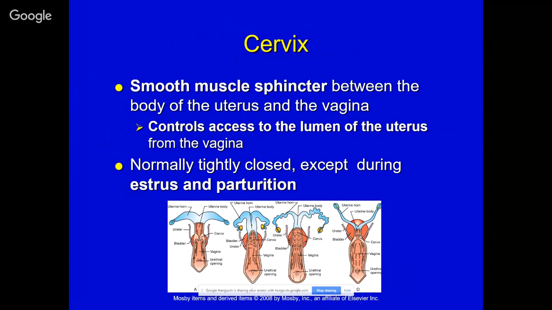At the bottom of the uterus, we have the cervix, which is a smooth muscle sphincter between the body of the uterus and the vagina. It controls access to the lumen of the uterus from the vagina. It's normally tightly closed except during estrus and parturition. So it opens for estrus when the female is most receptive to a male so that sperm can enter, and it opens for parturition so the fetus can leave.